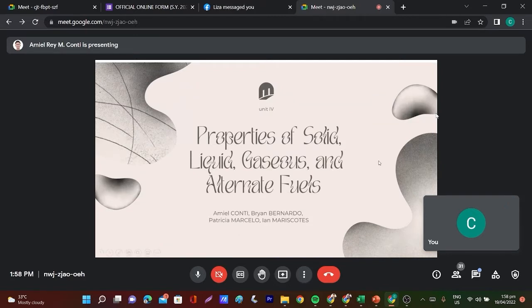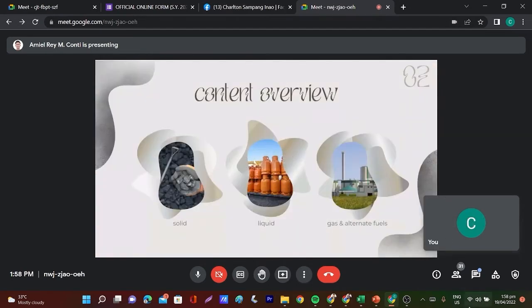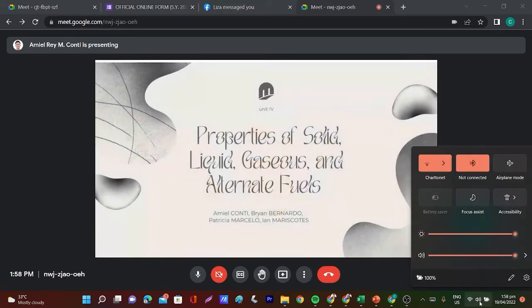We are group number 3, and we are to discuss properties of solid, liquid, gaseous fuels, except the alternate fuels. I am Patricia Marcelo, and I will discuss the solid fuels first.